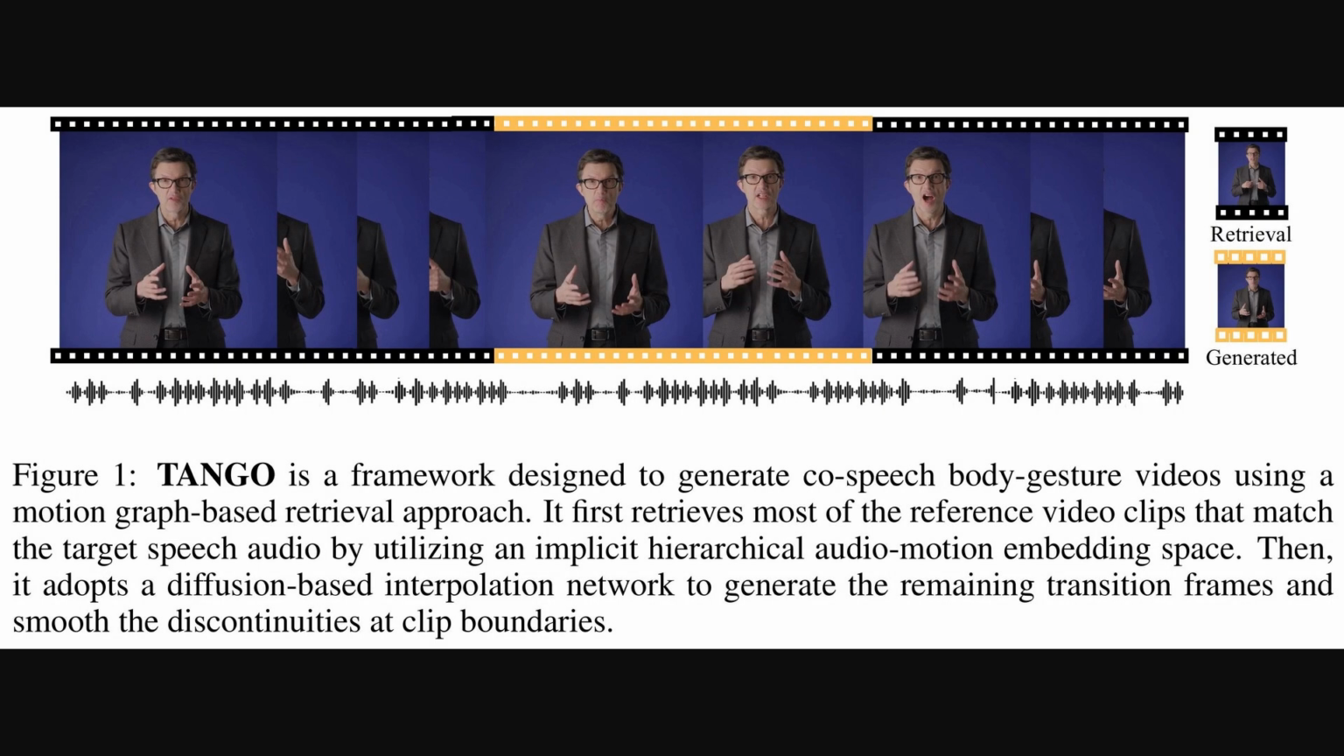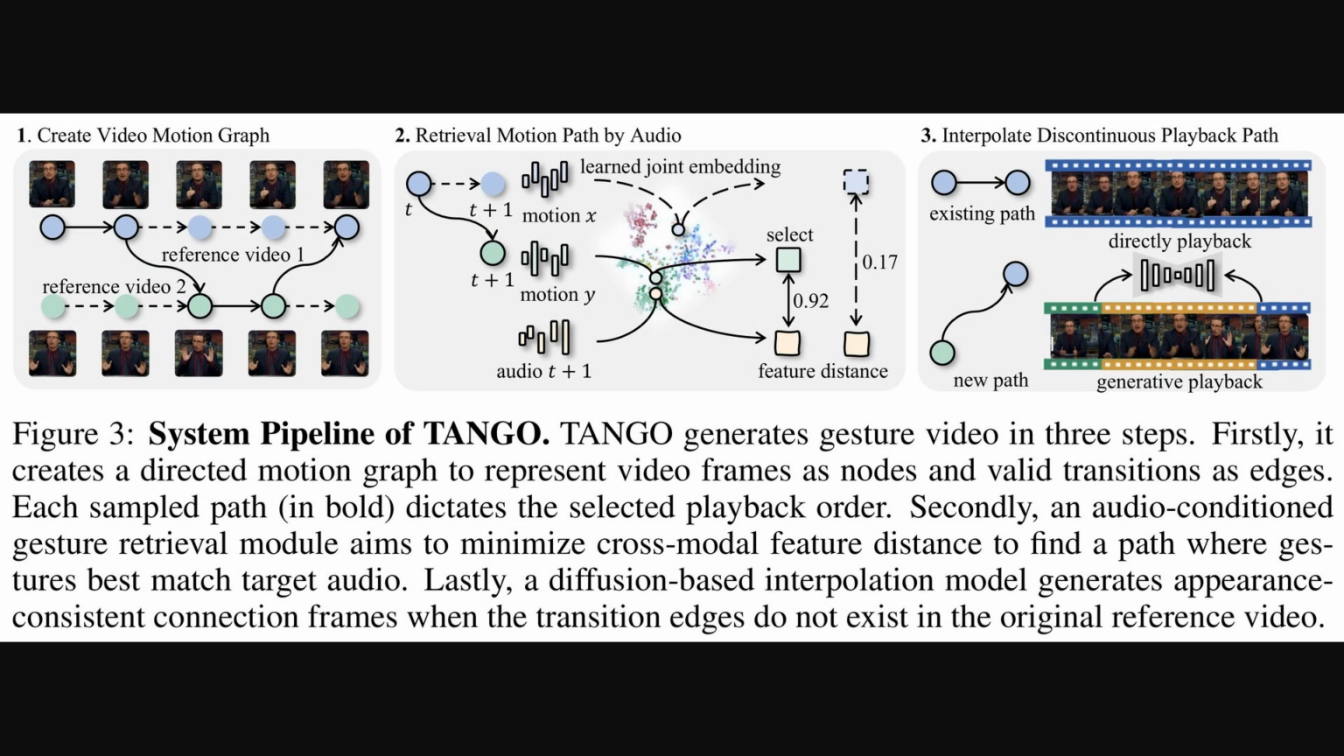Alright, so this first figure gives us a nice visual overview of how TANGO works. You can see a film strip with a person gesturing, and below it an audio waveform representing the speech. TANGO uses what's called a motion graph-based retrieval approach, which means it first pulls existing video clips that best match the new audio. Then, to connect these clips seamlessly, it employs a diffusion-based interpolation network. This network is a clever AI that generates new smooth transition frames where needed, avoiding those awkward jumps we sometimes see. Let's move on to the next part regarding TANGO co-speech gesture video.